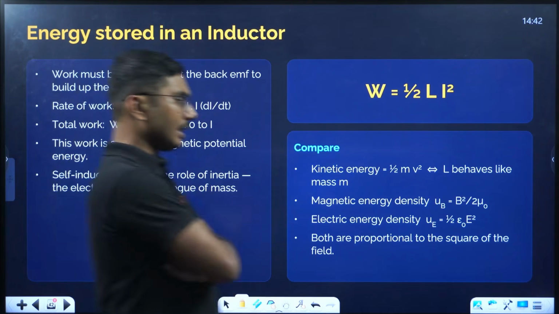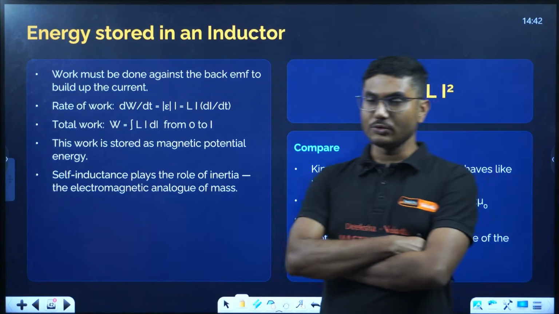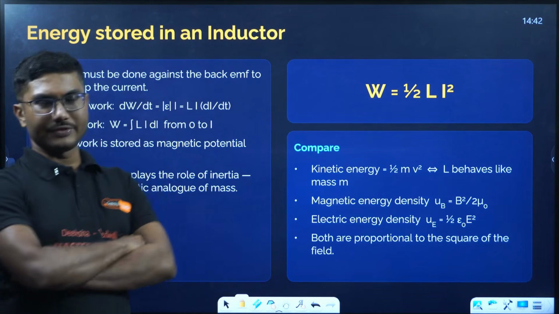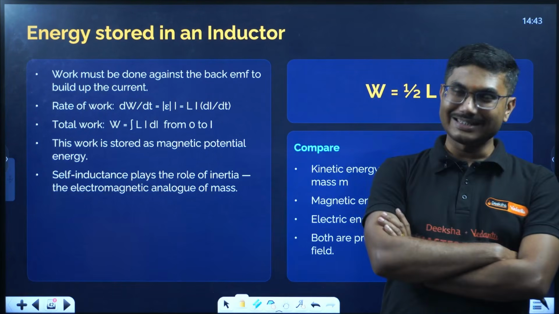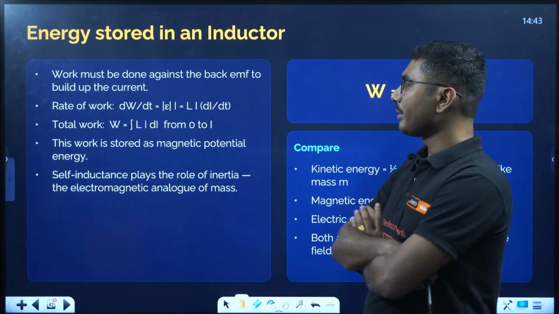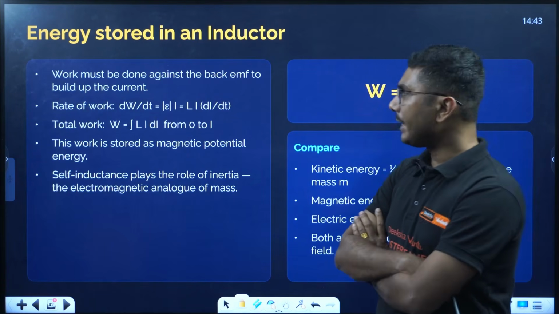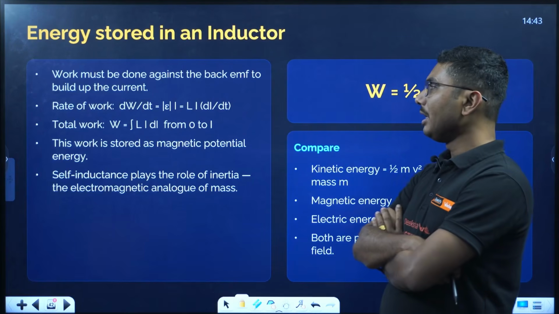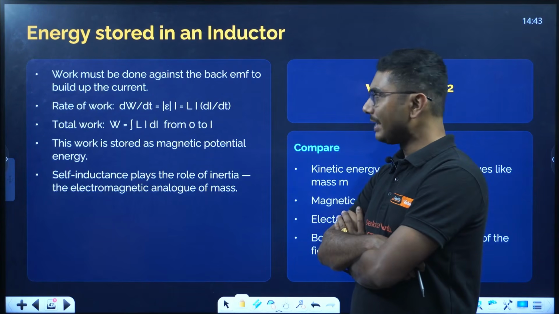Energy stored in an inductor. It is the same as energy stored in a capacitor. We have seen that in a capacitor the energy stored is half CV square. For an inductor also, it can store energy the same as a capacitor. Work must be done against the back EMF to build up the current. Rate of work is given by dW by dt, which is given by epsilon into I, which is given by L I di by dt.